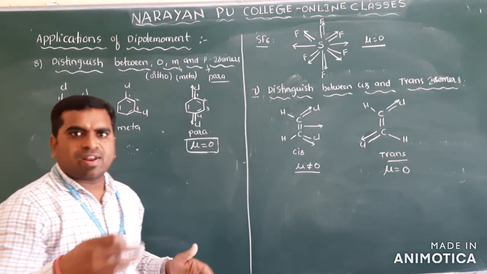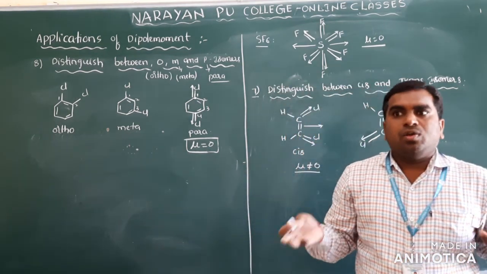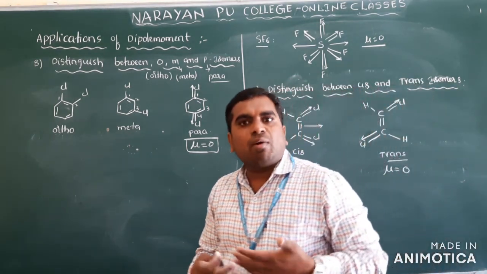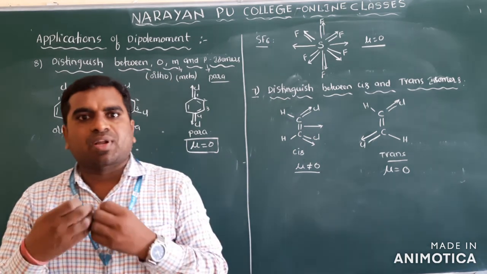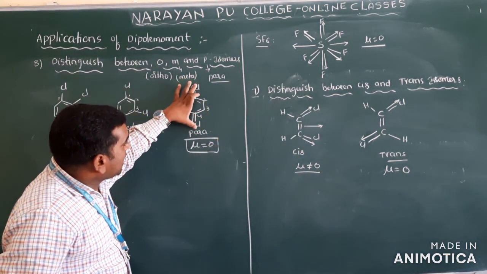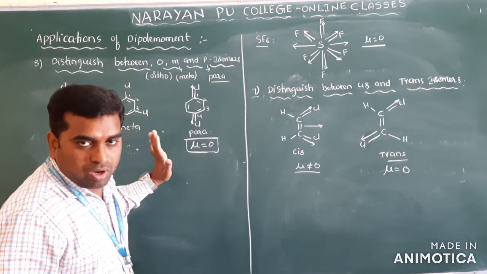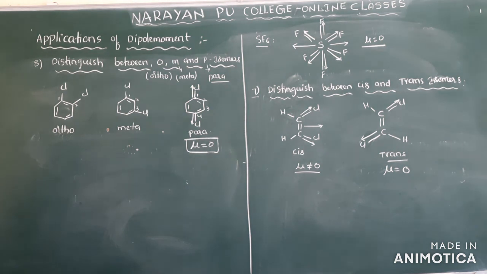Clear? They have given ortho, para and meta. So which one is the para? You have to identify among them. You just have to calculate the dipole moment. If the dipole moment comes 0, then the molecule is a para. It is only for same substituents, chlorine and chlorine here. If another one is there, it won't be applicable. That is my point. This is clear.